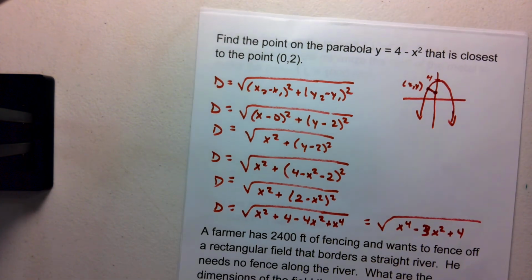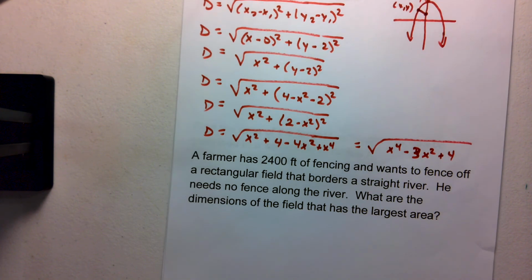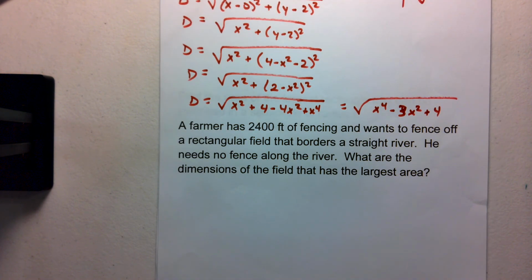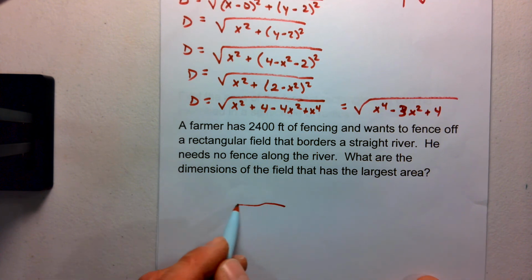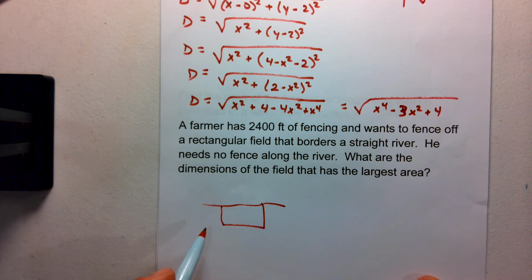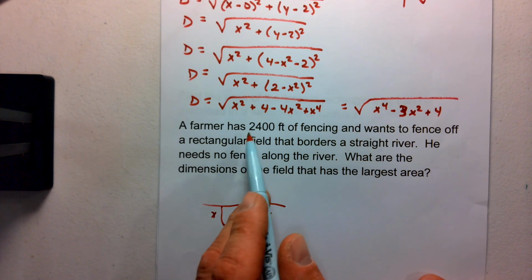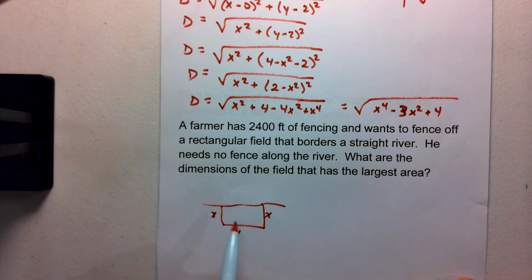We had a few other ones, so it seems like we're getting a little on the lengthy side here. A farmer has 2,400 feet of fencing. This was one that we saw in Algebra 2 and Pre-Calculus quite often. So we had this river, and we have this rectangular area that we wanted to fence in. So we know that this is x and y. We have 2,400 feet of fencing to use.